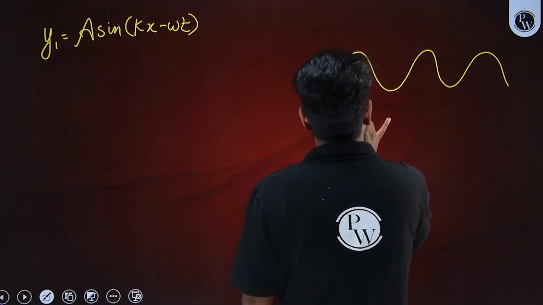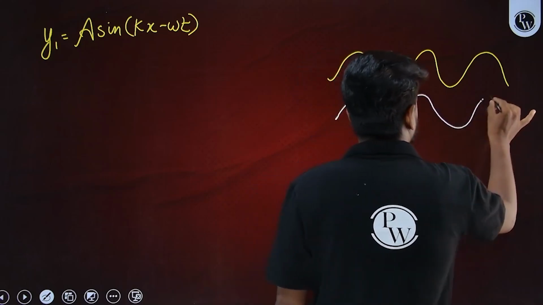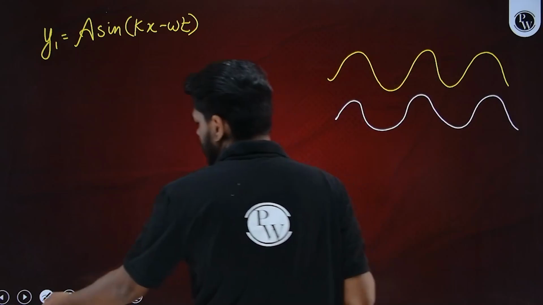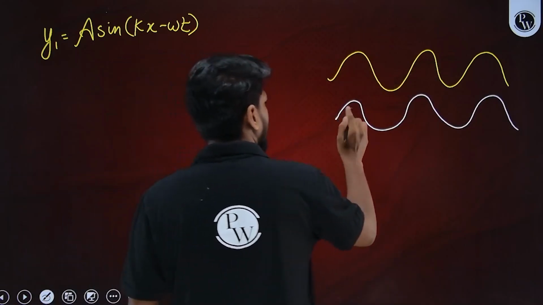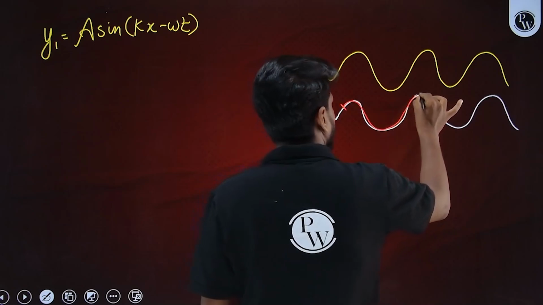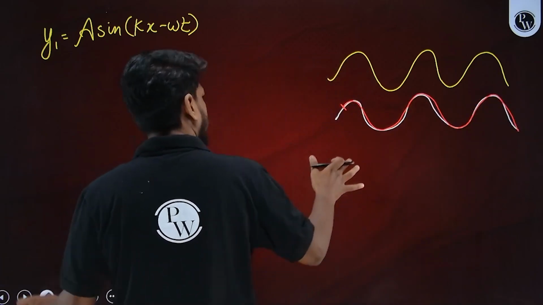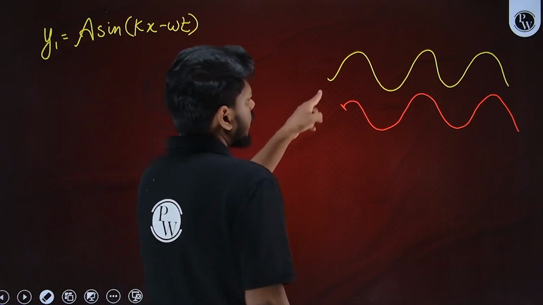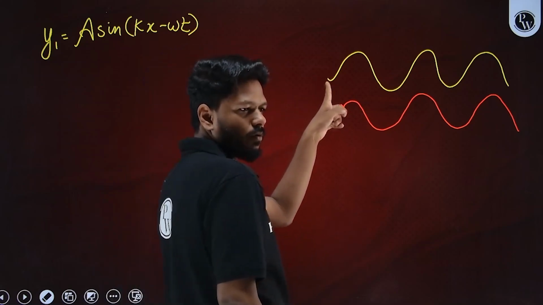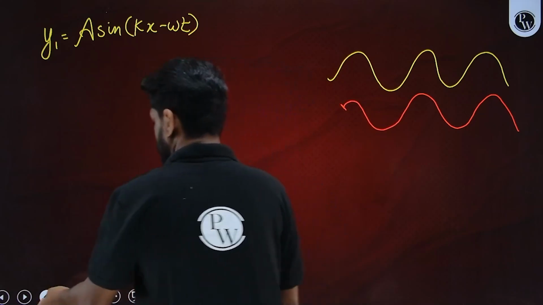Let me draw. These two waves are the same, but my second wave is not starting from here. The wave is starting from here alone. The wave should start from 0, but it is starting from here only. So it is having some initial phase.